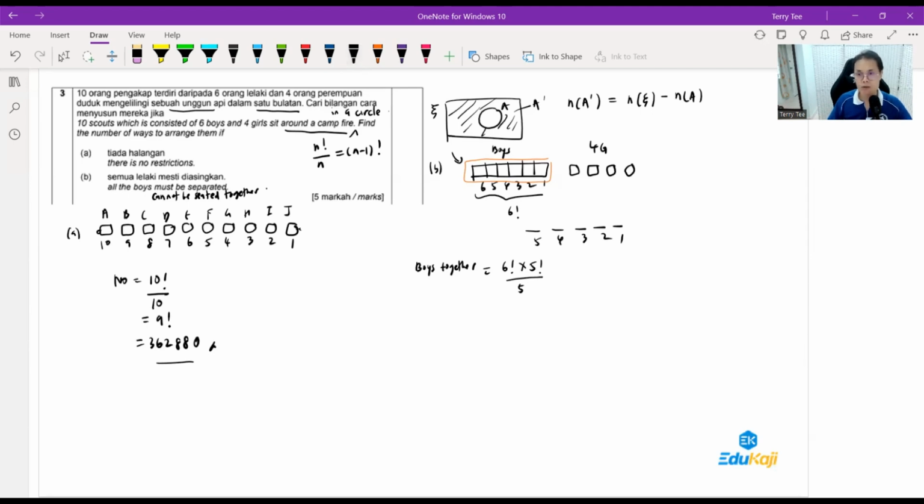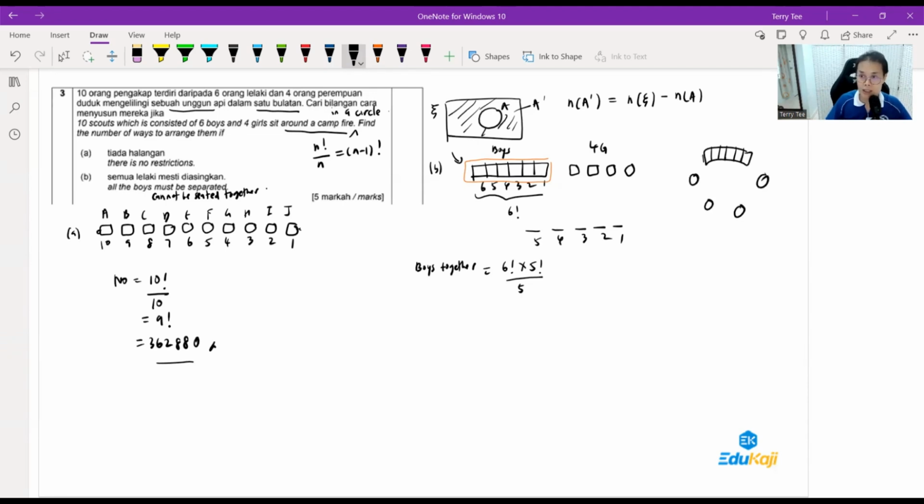Why do I divide by 5? Okay, this one we are putting them in a row. We haven't put them in a circle yet. So there's a block of 5. Let me draw like this. The 6 boys are together: 1, 2, 3, 4, 5, 6. And the girls: 1, 2, 3, 4.